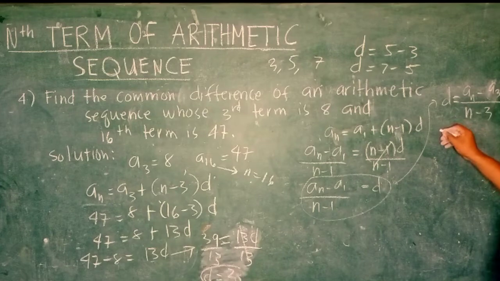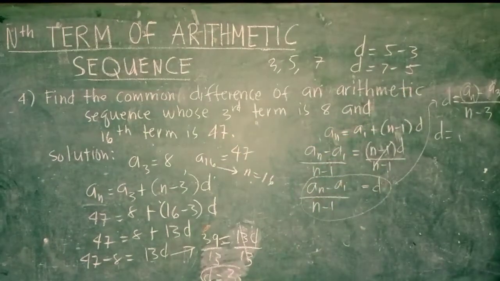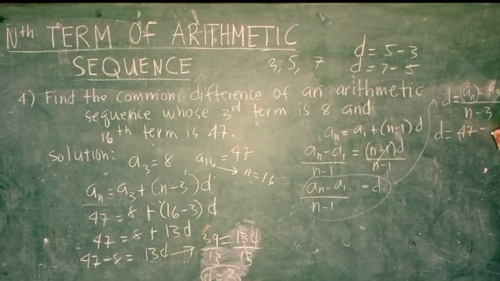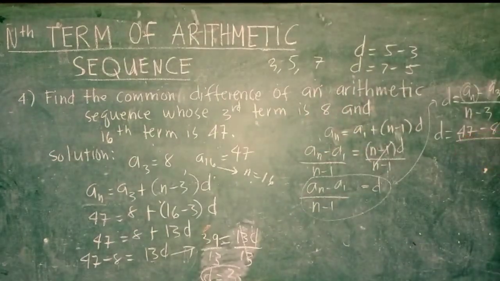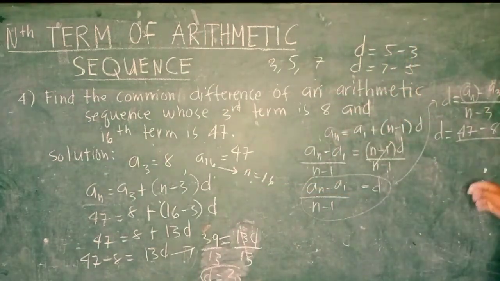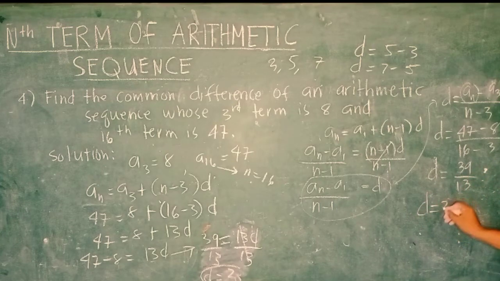Then substitute D. A sub n in our problem is the last term, which is 47, minus the first term, which is 8, over n, which is 16 because there are only 16 terms given. The last term, so 16 minus 3, D equals 47 minus 8, that's 39 over 13. Therefore, D is equal to 3. They have the same answer.